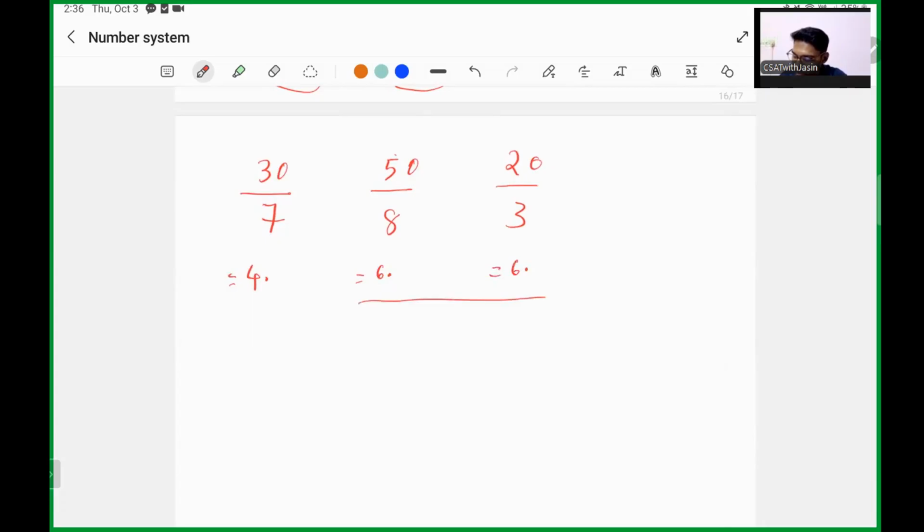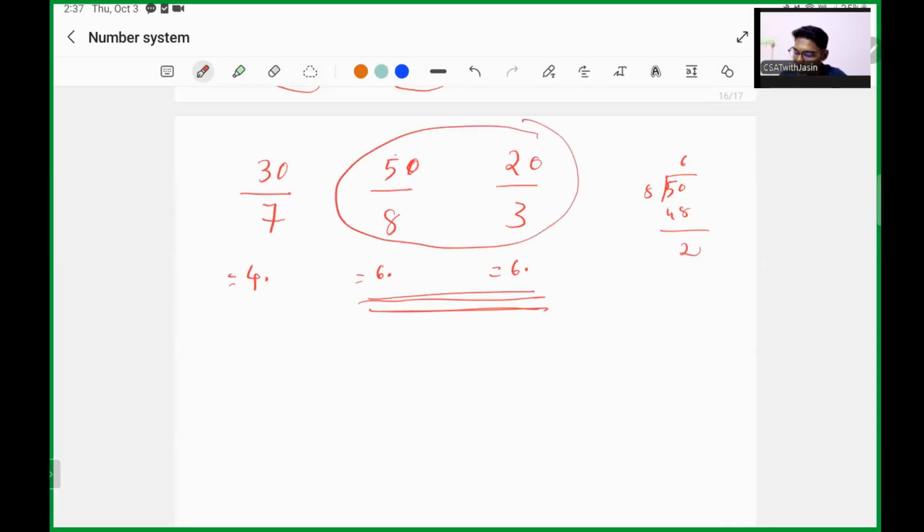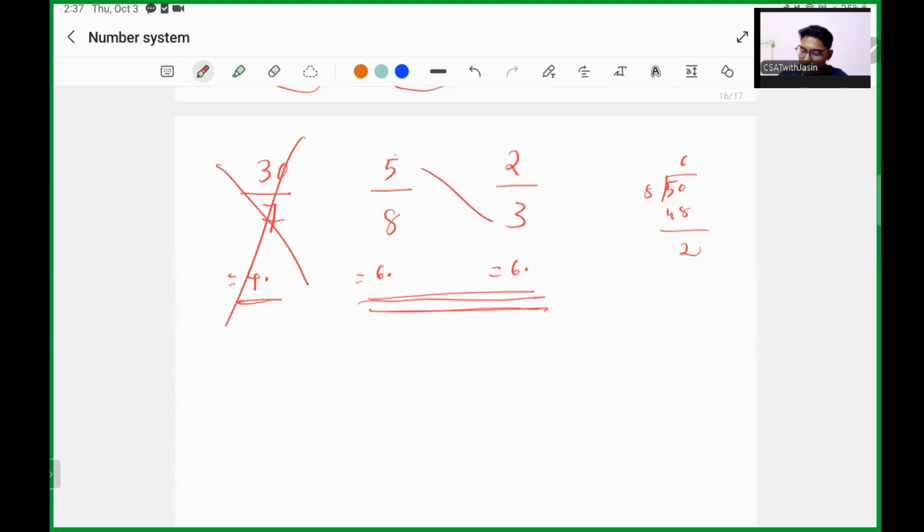So here you might need to do more calculations, right? Like 50 by 8, what will it be? 6 into 8 is 48, then 2 is the balance. So with 20, 8 into 2 is 16. So 6.2 will be coming. And here it will be 6.6. Either you can do like this, or if you are getting these two as 6 point something, so both fractions are 6 point something, you need to identify which among these is the greatest. Anyway, this will be the smallest one. Then here you can actually use the cross multiplication.